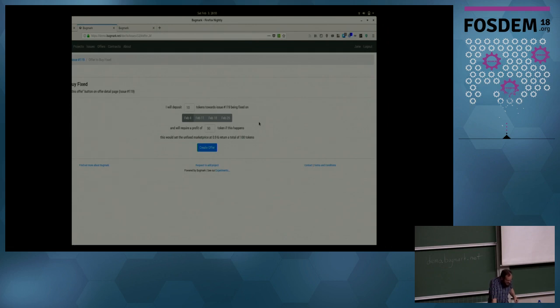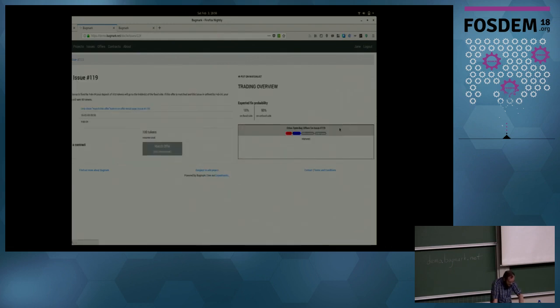And Jane is saying, I will deposit 10 tokens toward issue 119 being fixed on February 4th and will require a profit of 90 tokens. And this will set the unfixed market price at 0.9 and return a total of 100 tokens. So Jane is putting up sort of earnest money of 10 in order to earn a profit of 90 if she fixes this issue. So Jane's going to hit create offer. And there's now an open offer on that issue. All right, and Jane is going to log out and come back in later.